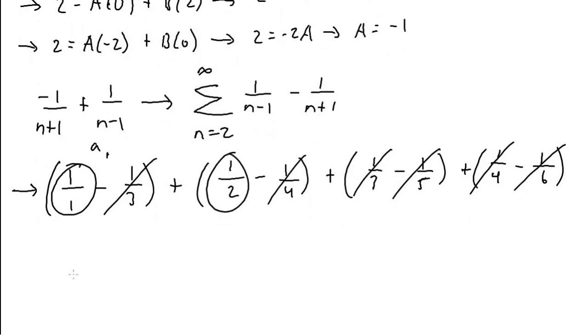So the sum of this telescoping series is going to be equal to 1 over 1, which is 1, plus 1/2, or 3/2.